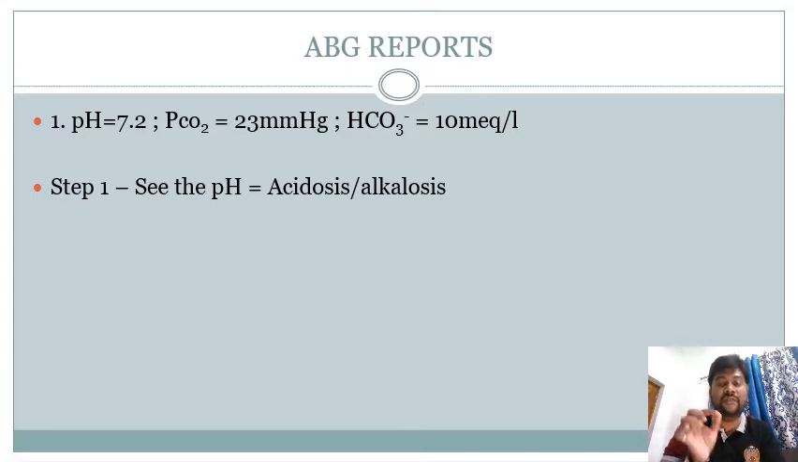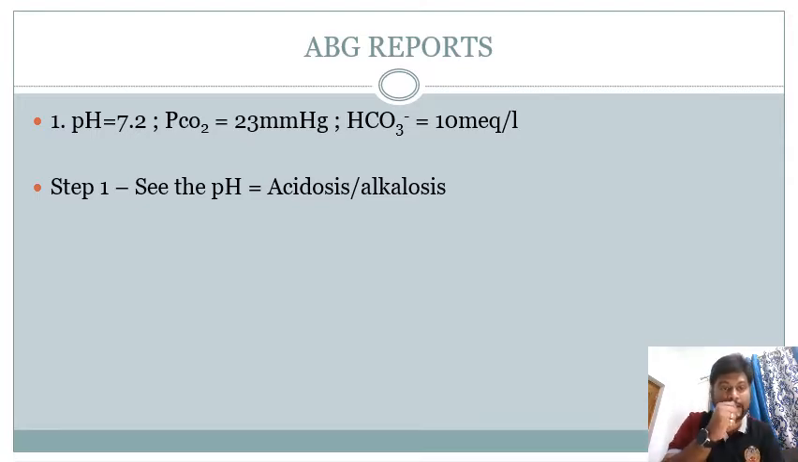Suppose it is exactly 7.4, then we can say it is normal. But before saying normal, you should see the other values also. If it is exactly 7.4, you should see PCO2 and bicarbonate values also. If all three are normal, then you can name it as normal. Otherwise, if it is less than 7.4, then it is acidosis. If it is more than 7.4, it is alkalosis. Next, with this you fix the first diagnosis.